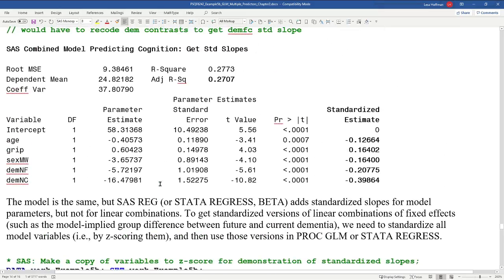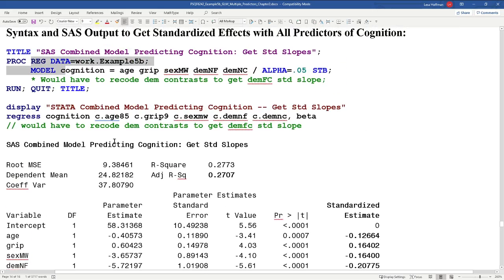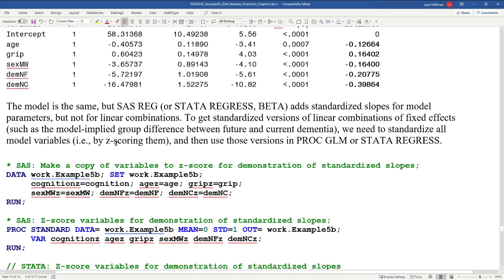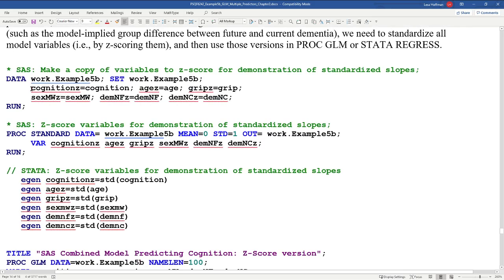So one way that you can get standardized slopes without having to switch to a different procedure is to create z-scored versions of all of the variables in the model. I've demonstrated how to do that in SAS. I am first creating copies of the variables that have a letter z at the end of them. So just creating a new column that's a copy of the old column, because I'm then going to feed those new copies of the variables into this proc standard, which creates z-scores for us. And so these columns will now have a mean of 0 and a standard deviation of 1.